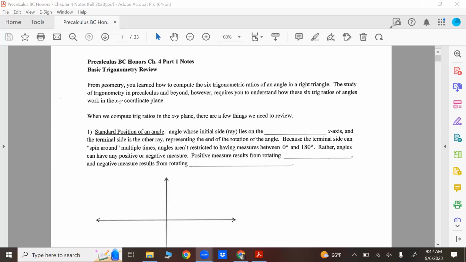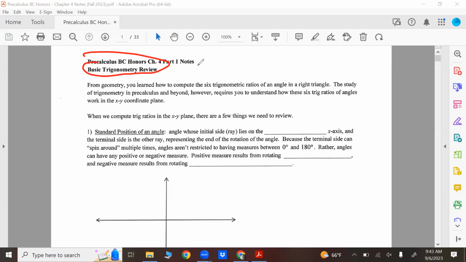Okay, a lot of this should be review from last year. We are going to get a little deeper, especially with graphing inverse trig functions. And a lot of this we'll come back to. But today's stuff is all going to be pretty basic, as it says here, basic trig review, right?